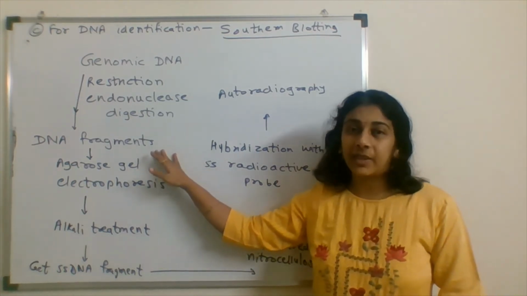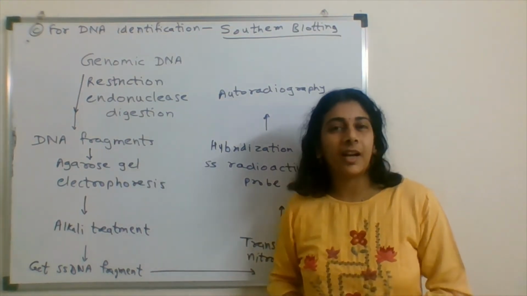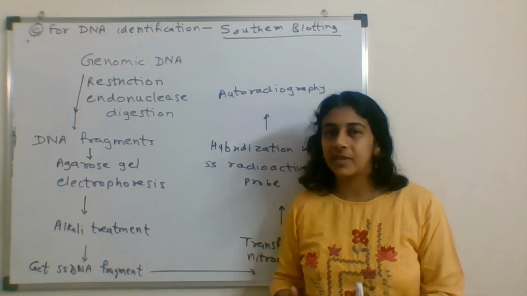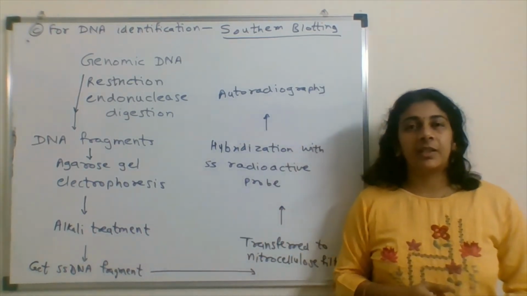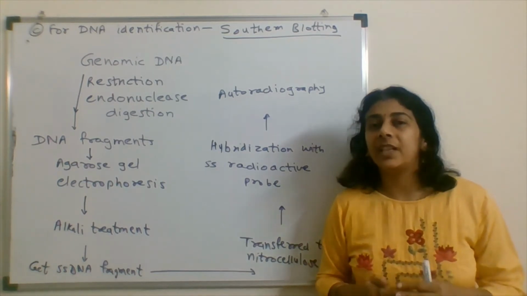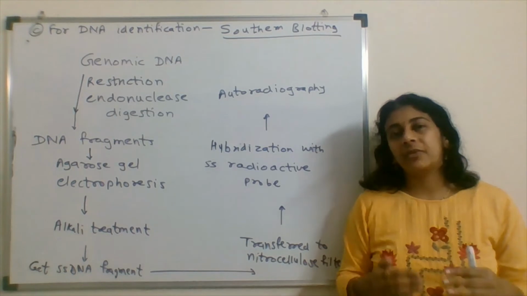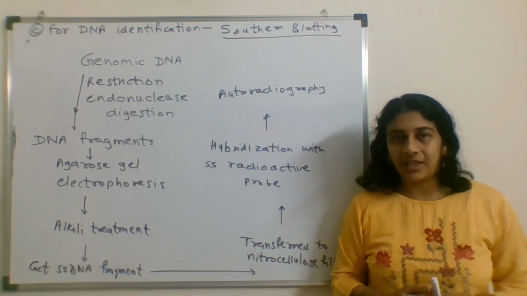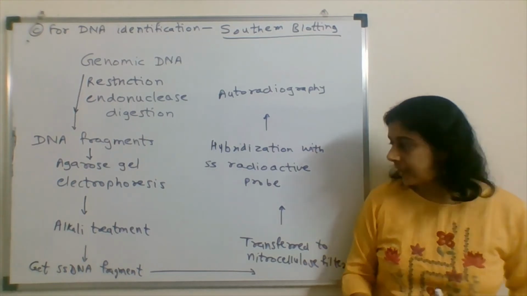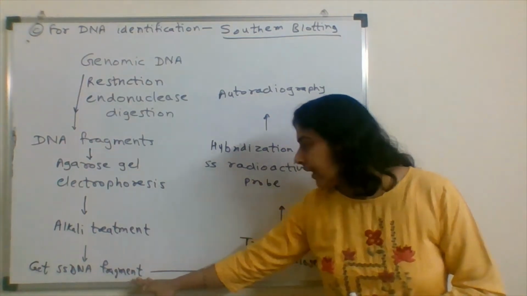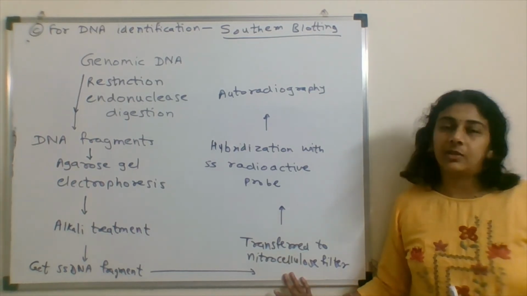Now these DNA fragments are run on an agarose gel electrophoresis for separation. Then alkali treatment is given for the separation of the DNA double strand. Now on the gel we get single-stranded DNA, and this single-stranded DNA is transferred to the nitrocellulose filter.